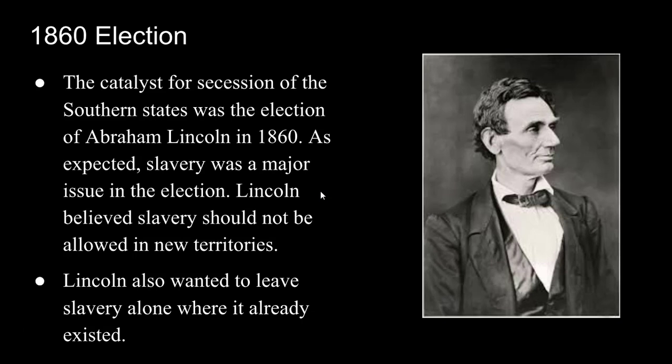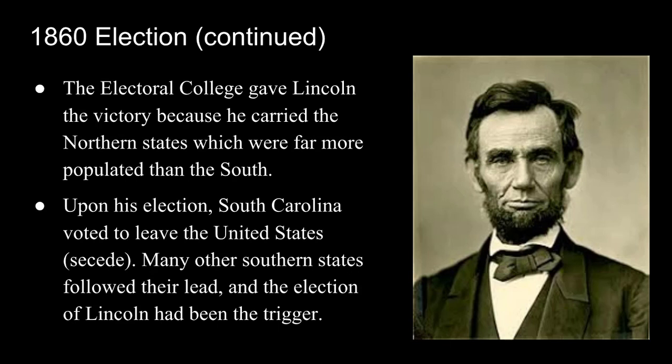The real catalyst for secession of the southern states was the election of Abraham Lincoln in 1860. As expected, slavery was a major issue in this election, and Lincoln believed that slavery should not be allowed in new territories. He wanted to leave slavery alone where it already existed. So in southern states that had slavery, he didn't want to end slavery there. He knew the problems that would cause with the South. He just didn't want it to expand. However, the South saw that as an attack on slavery.